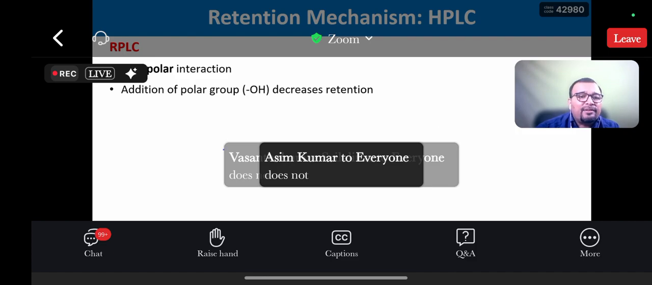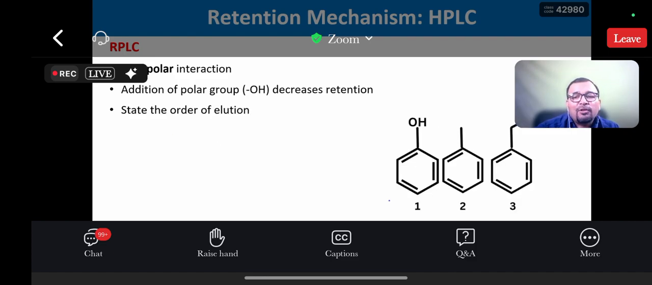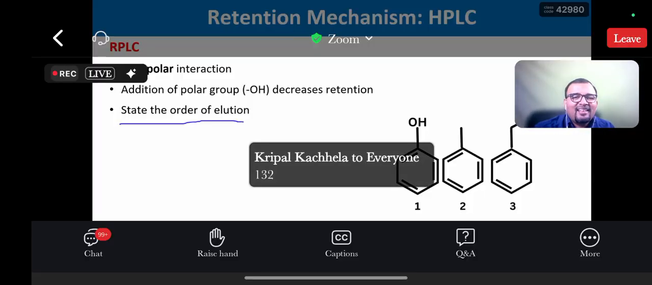Again, the same point. State the order of elution for these three compounds in case of RPLC. Understand the hydroxyl group now.